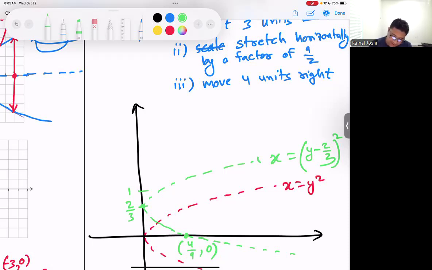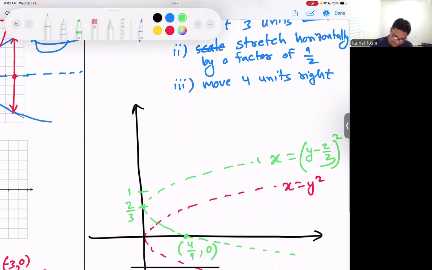Now you are stretching it horizontally by a 4.5 factor. Okay, and that one I will do in a yellow color. So you are stretching it horizontally. So you are going to get a graph like that, which will get stretched like that. And then you are moving 4 units to the right. Okay, so 4 units to the right, let's say it takes me somewhere there. Finally, the main graph, I'll draw it in solid and it would be somewhere there.